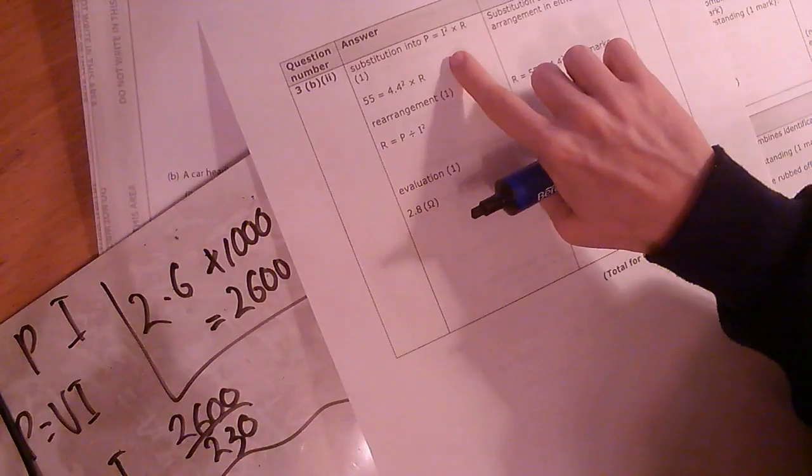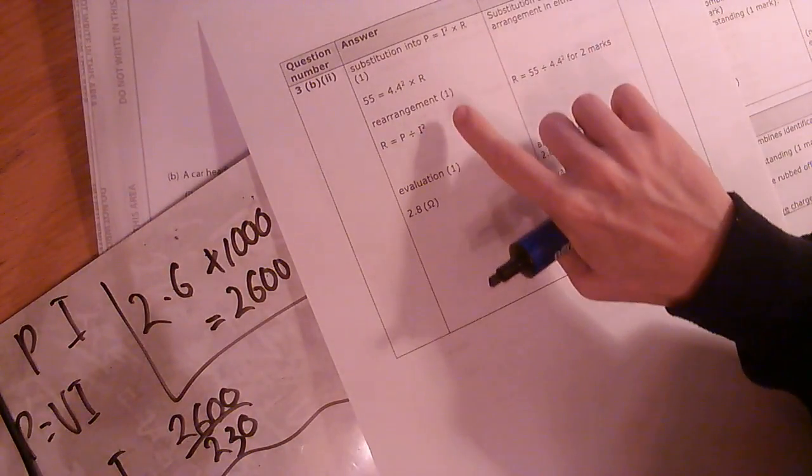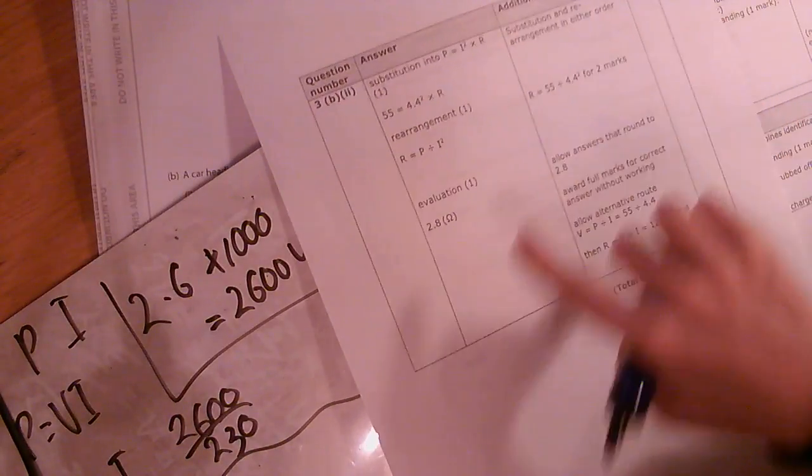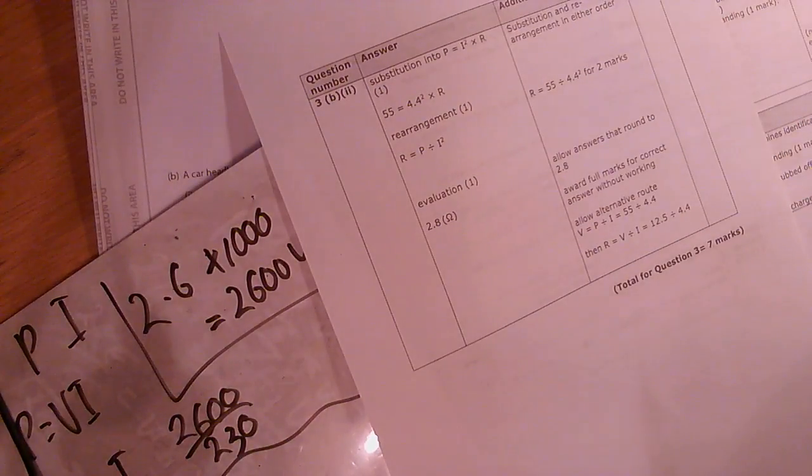So yeah, mark for substituting numbers in, mark for rearranging. You could do that in either order, as you can see here. I did the rearranging first and then I put the numbers in, because I usually find that if you put the numbers in, it makes it a little bit easier to make mistakes. But as long as you do it correctly, you can get it right either way. And yeah, it says 2.8 ohms, and that is that.